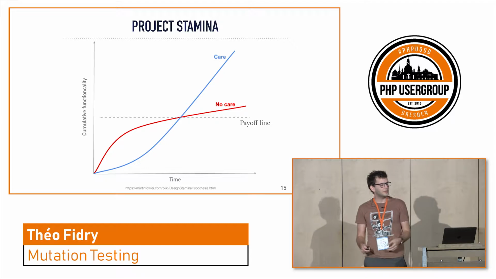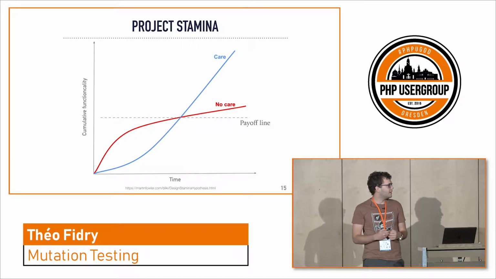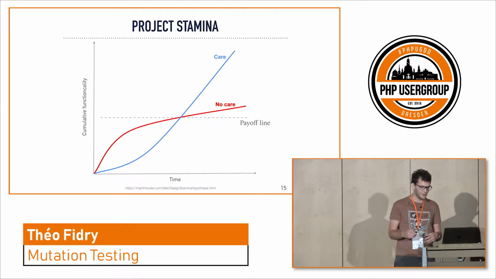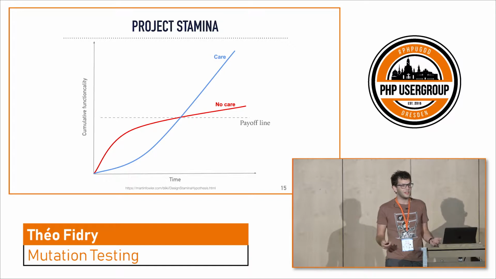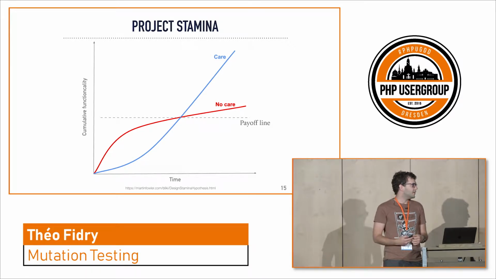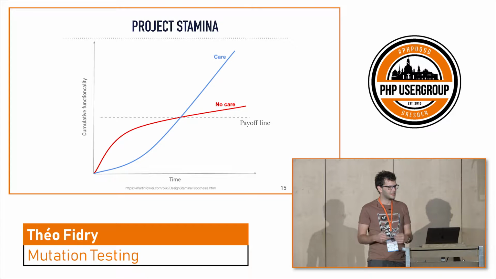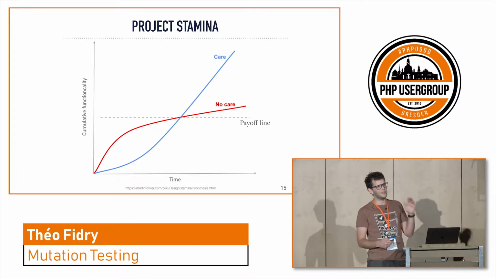If we look at that graph, it's called project stamina. It's the number of cumulative features over time. With the red curve, you have the speed at which you can add new features if you do not care about internal quality. You can see at the beginning it's easy because there is nothing getting in your way. And then, as time passes by, it gets harder and harder. On the other hand, if you do care about quality, it's a bit harder at the beginning, there's more stuff to do, but then the rhythm at which you can add new features is more steady and constant.